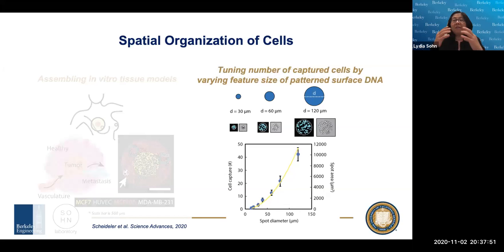Now, by essentially patterning different feature sizes on your substrate, you can really tune the number of captured cells. So here is just an example, and this really shouldn't come as a surprise, but it was a nice thing to show. Here is where we have a circle size that is a diameter of 30 microns all the way up to 120 microns. And what you can see here is that essentially we can control the number of cells based upon the spot size that we pattern.